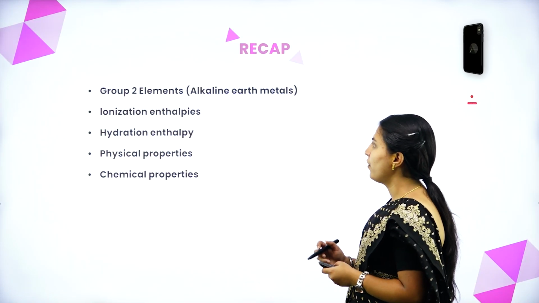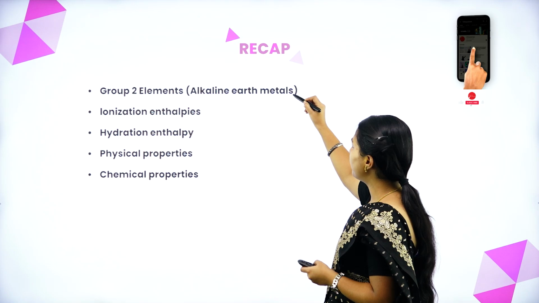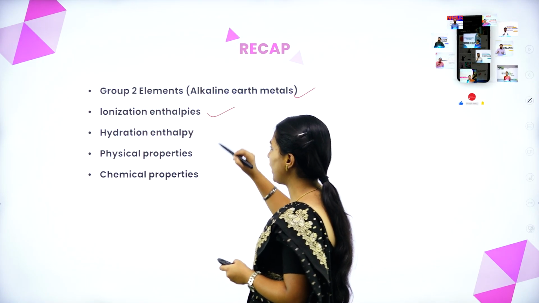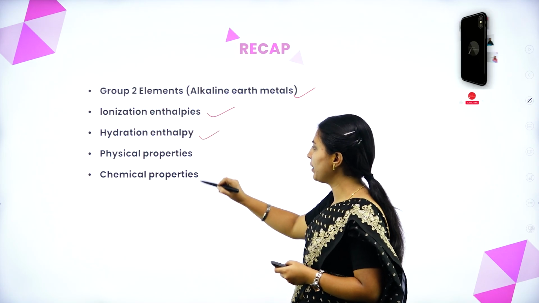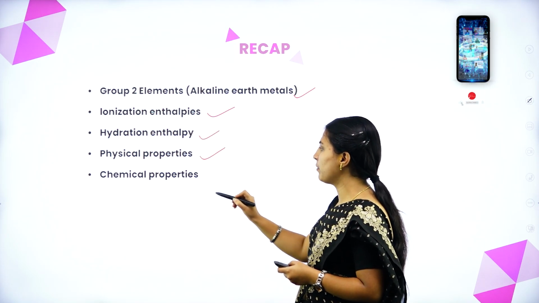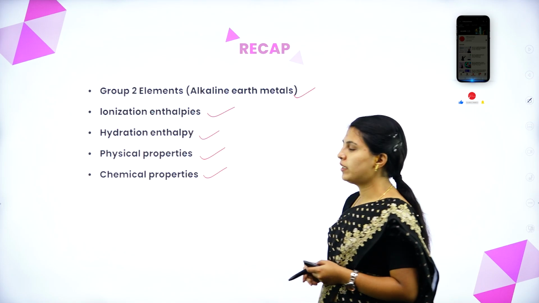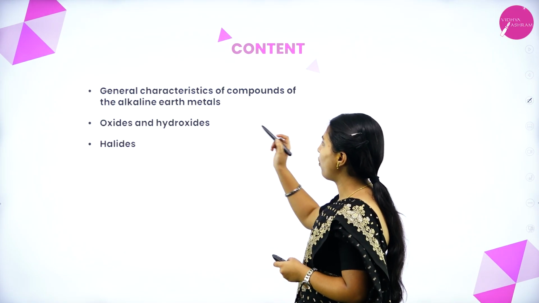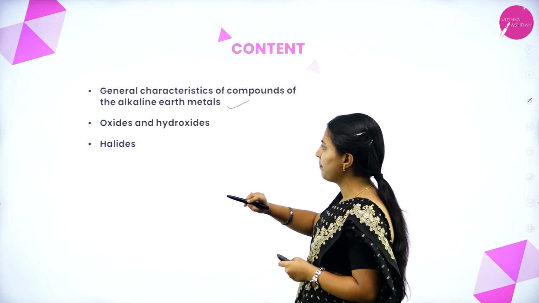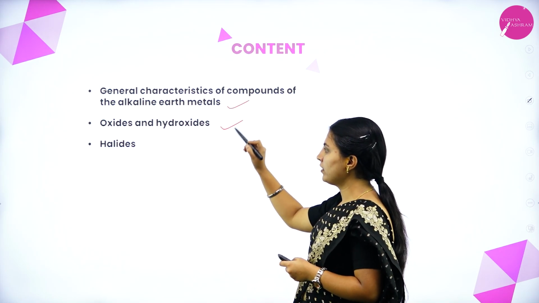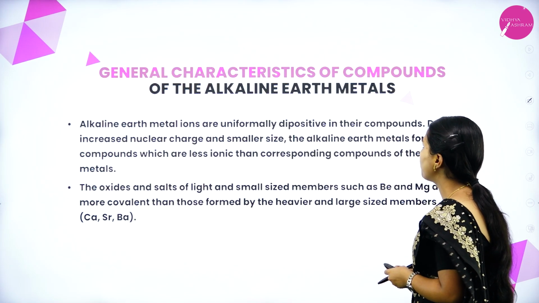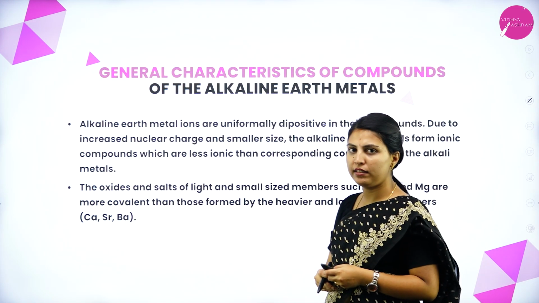In the last session, we discussed group 2 elements, that is alkaline earth metals, and properties like ionization enthalpies, hydration enthalpy, physical properties and some of the chemical properties. In this session, general characteristics of compounds of alkaline earth metals, oxides and hydroxides and some of the halides. General characteristics of compounds of the alkaline earth metals.